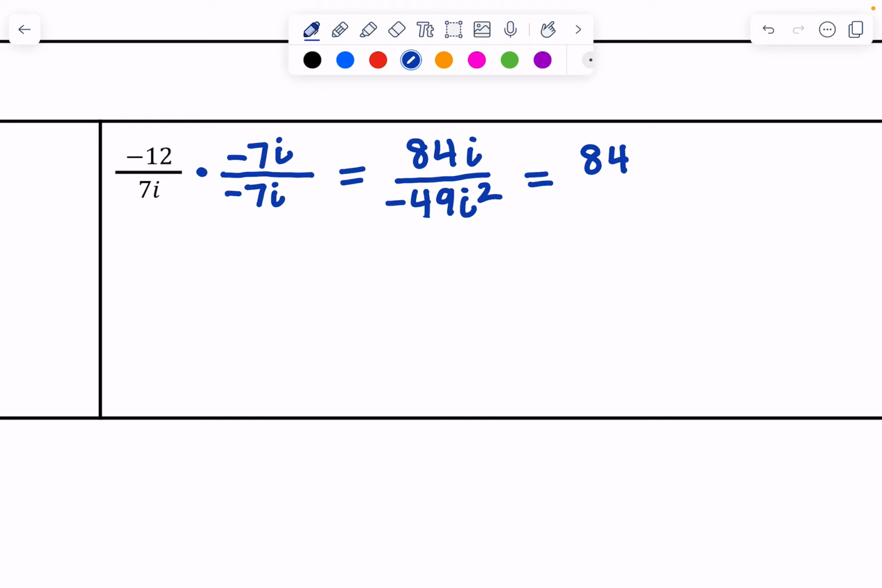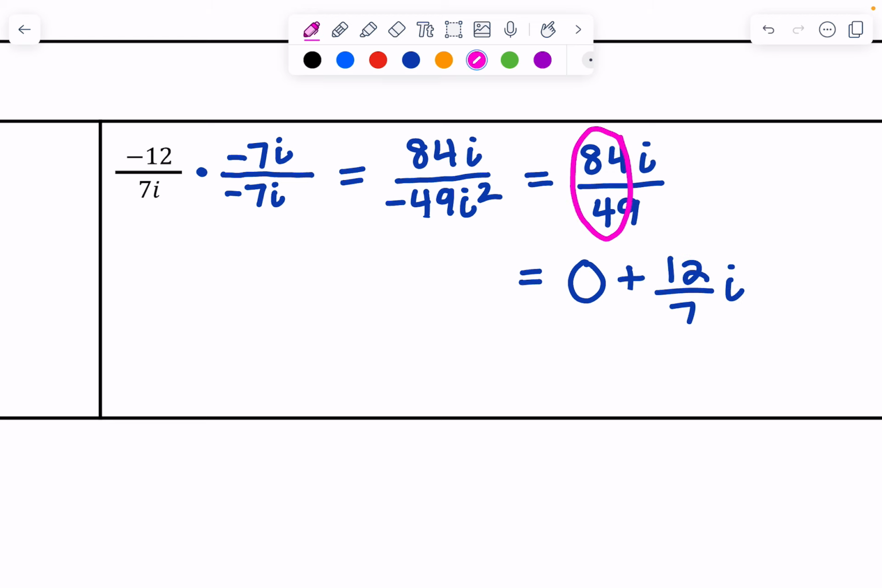We're going to keep our 84i on the top. And then negative 49i squared will turn into positive 49 because i squared is negative 1 times negative 49. And that is really all we can do, I think. Oops, nope. Okay, so 84 over 49 can simplify to 12 over 7. So if we really want a plus bi, we don't have any a. So we would do 0 plus 12 over 7i. And all that is 84 over 49 simplified because they can both divide by 7.